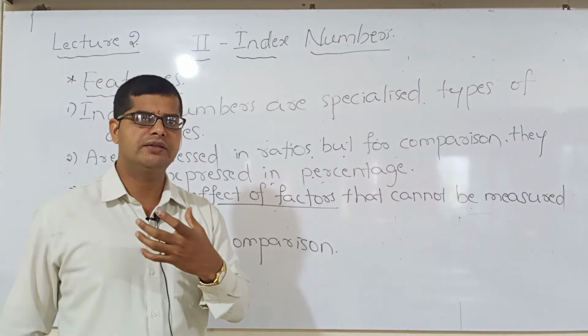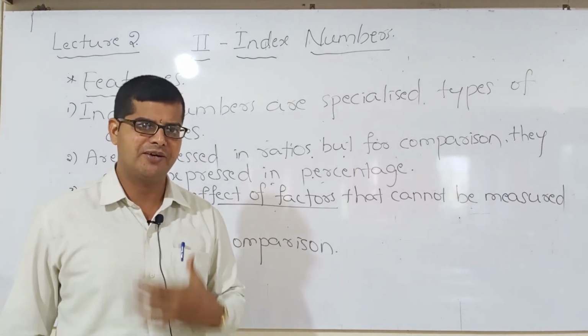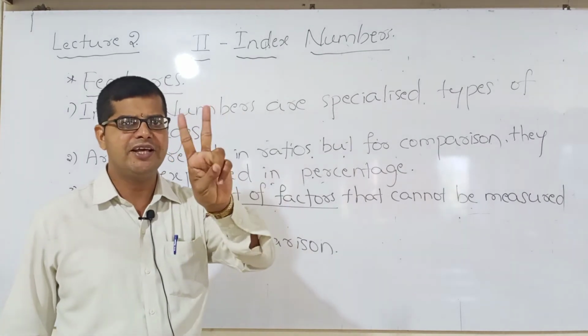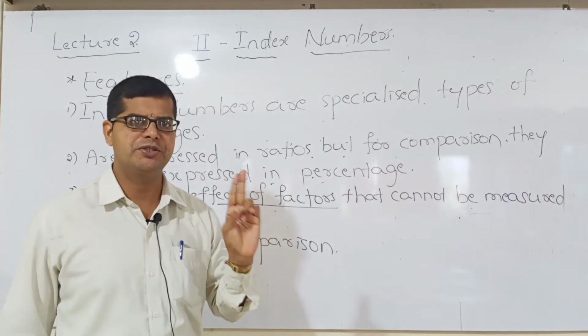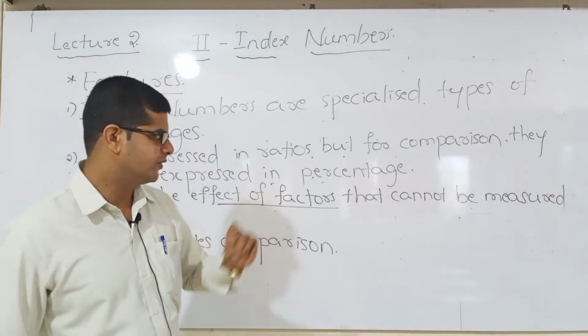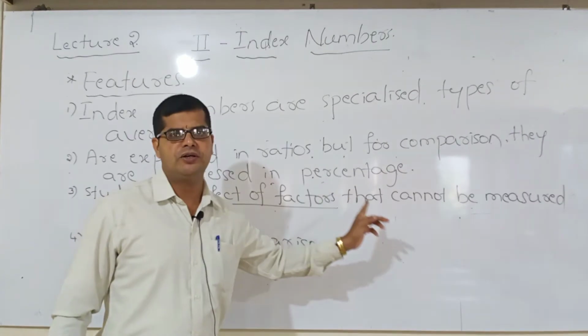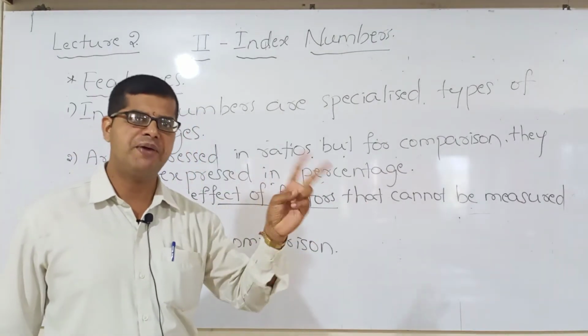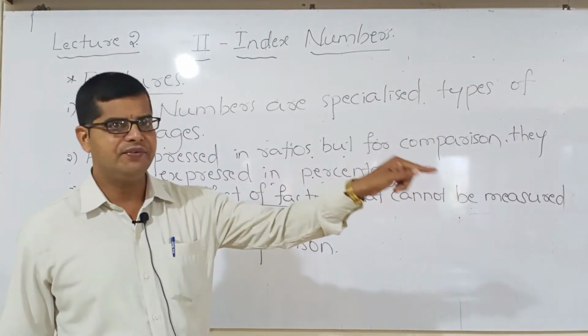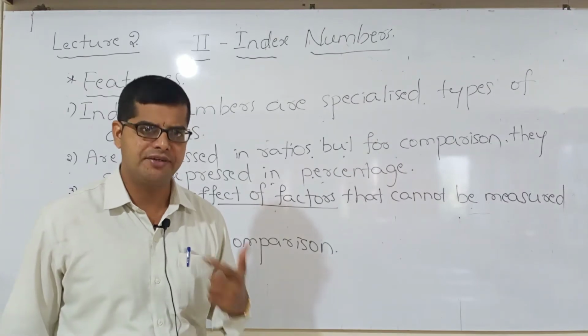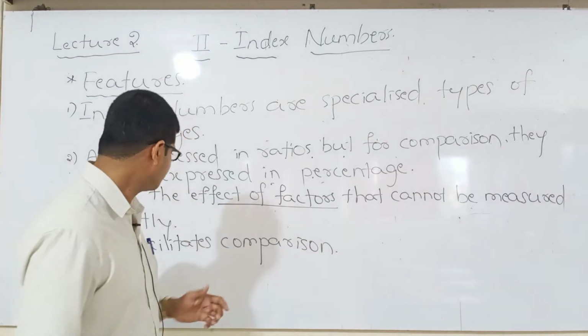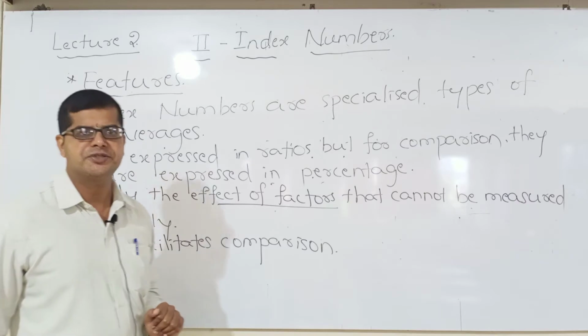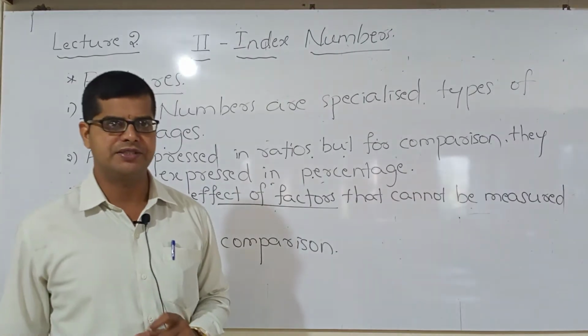We can compare with others. If we want to compare, there should be two objects, two variables, two elements. So 1991 is one element, 2020 is one element. We compared these and thought of interpreting it, correct? So that is the nature of index numbers: it facilitates comparison, okay?